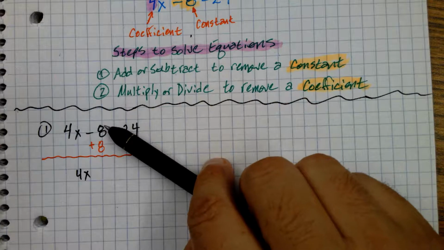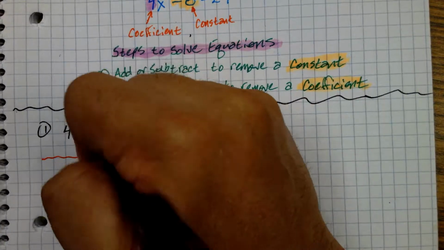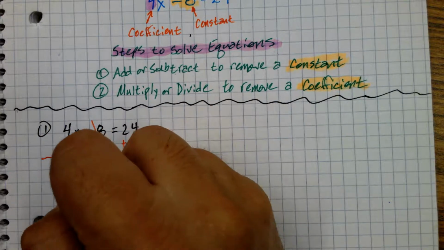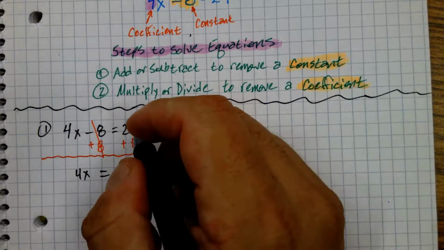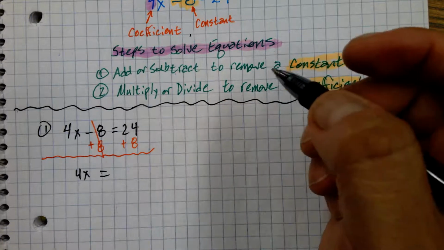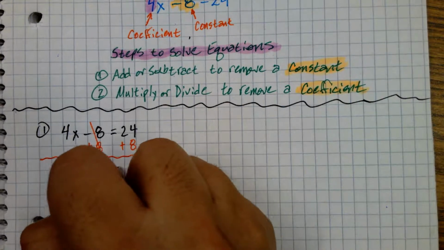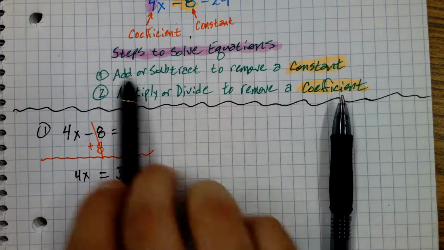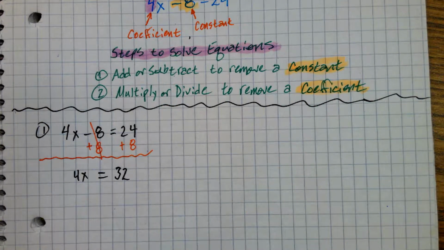Here we got minus and plus 8. That's a 0, no longer there. Bring down the equal sign. And then we work out 24 plus 8. 32, I believe. Okay. So we did that first step. No longer have a constant.